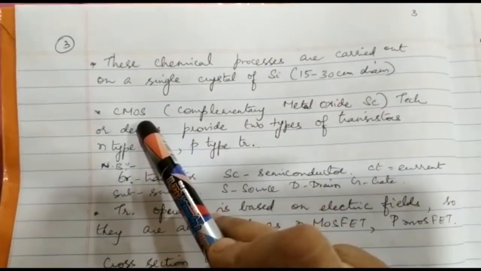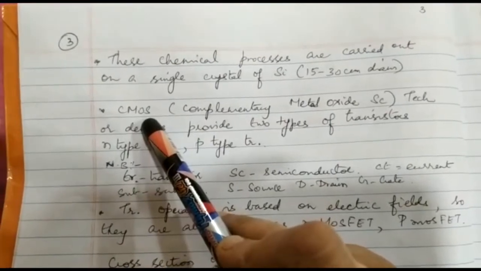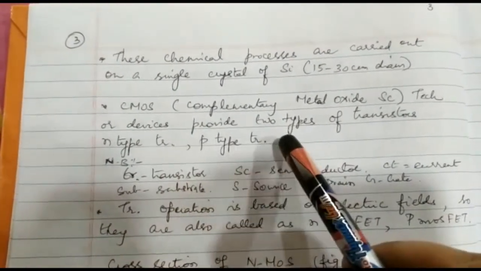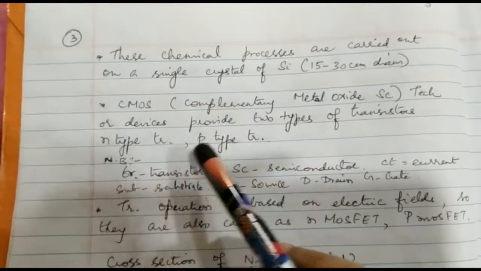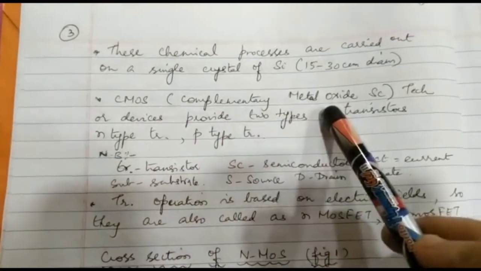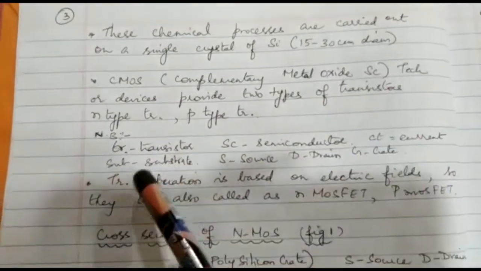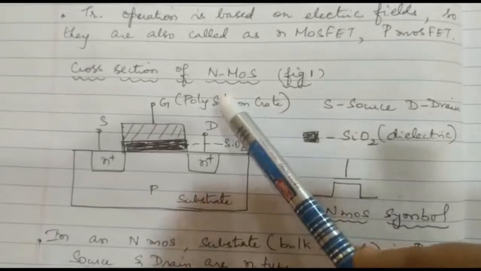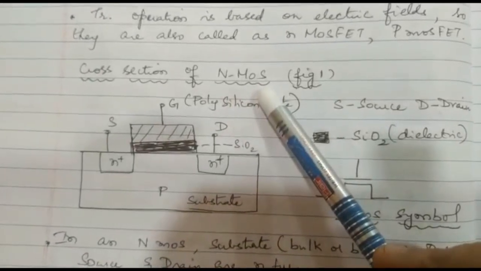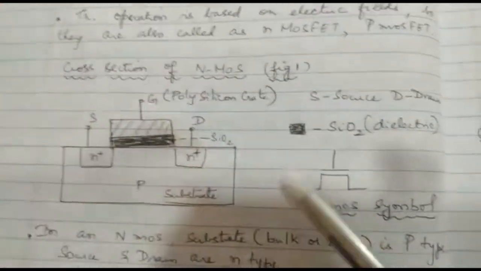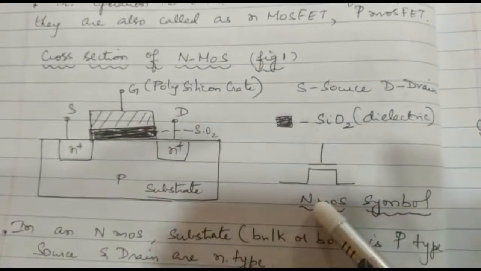The MOS devices are called CMOS otherwise, in which technology there are two types of transistors being provided. One is N-type and the other is P-type. The full form of CMOS is complementary metal oxide semiconductor. An NMOS or a PMOS transistor has three terminals: source, drain and gate. This is the symbol of an NMOS transistor.